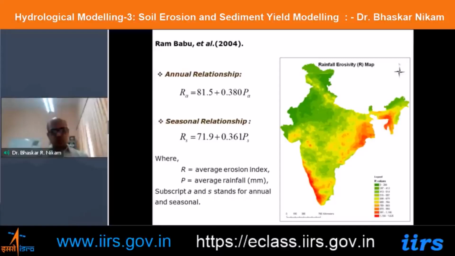So out of all factors, this R factor can very easily be calculated using this equation given by Rambabu et al., and using rainfall data that is nowadays freely available from many sources.